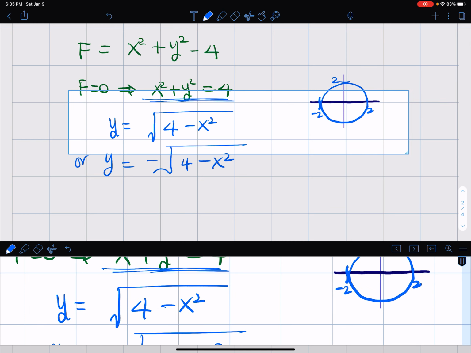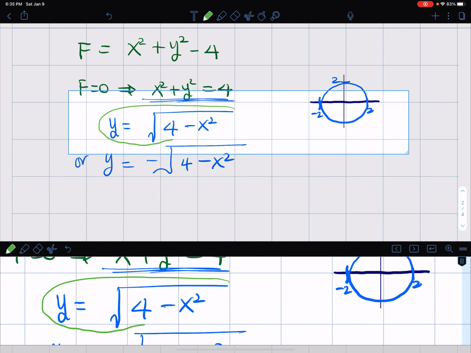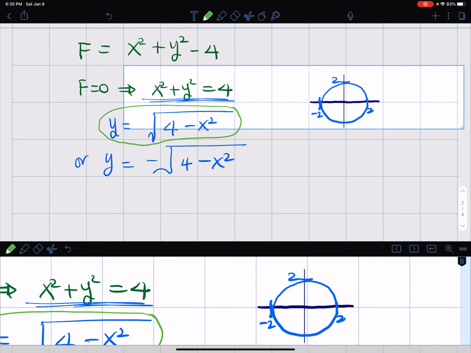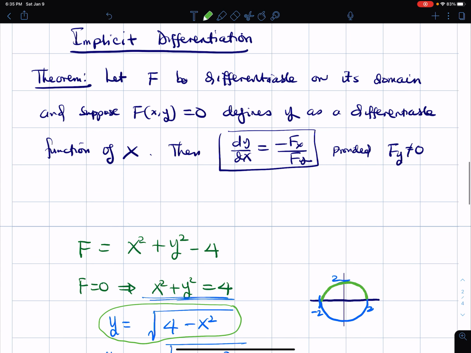So if you focus just on this one, then you get this part of the circle. And this is a function. A semicircle is a function. Now, why am I doing this? I'm trying to explain the theorem.